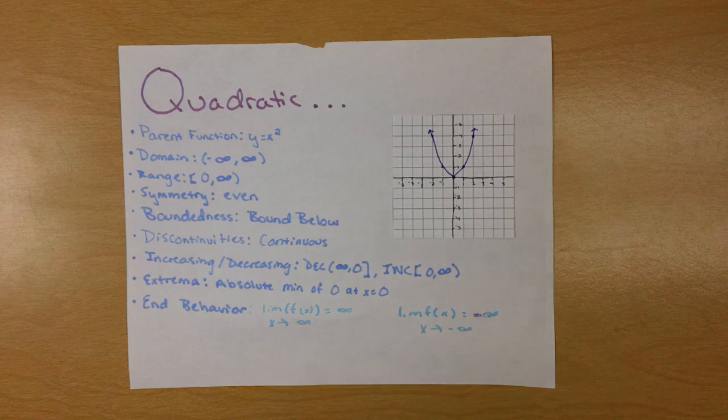The end behavior of the limit of f of x as x approaches infinity is infinity. The end behavior of the limit of f of x as x approaches negative infinity is negative infinity.